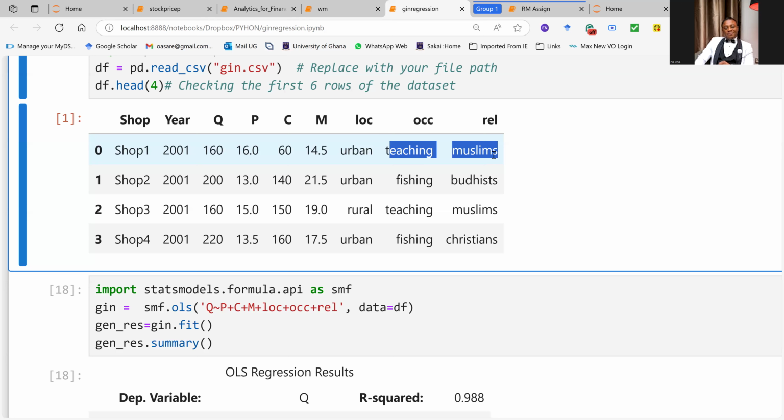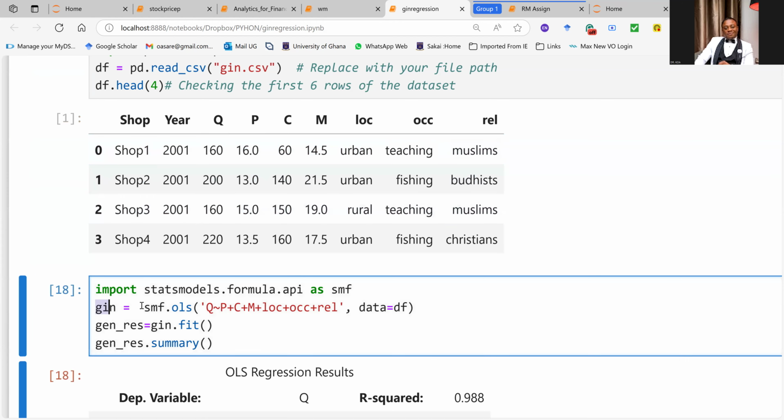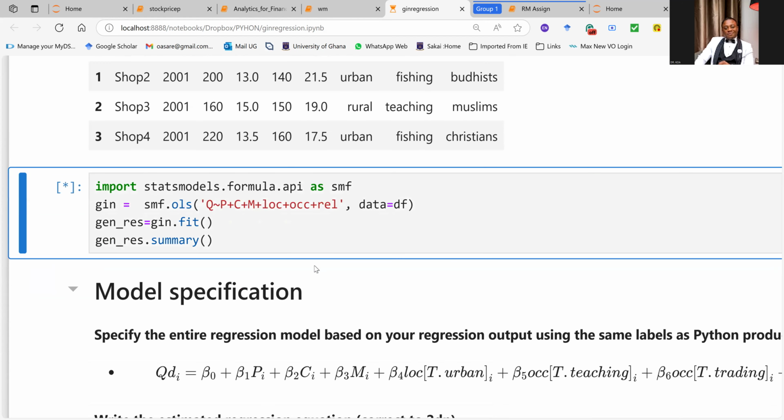Okay, so I needed to get a package that will integrate the R principle here. And that's what you have there. So I call the name of the database. I use the quantity demanded with a tilde sign as a function of price, CM, LOC, OCC, REL. Apply that and then ask for the result. And this is the result you get. So let's see the results. It's going to pop right now. You should be doing the same thing.